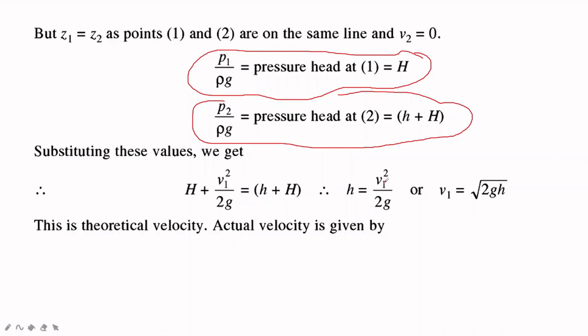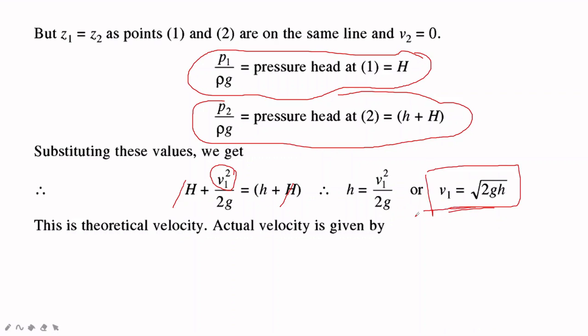So h is equal to what? V1 square by 2g, or V1 is equal to what? 2gh. This H and this H cancel. So h is equal to V1 square by 2g. So what do we want? We need V1. So V1 is equal to what? Root 2gh.